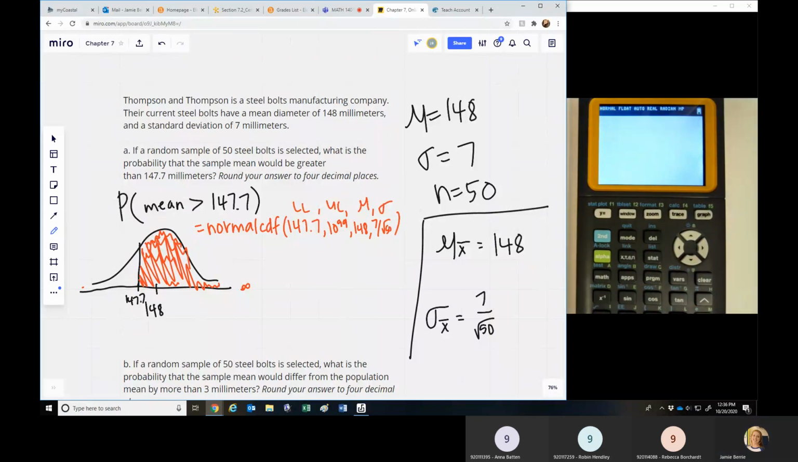Clear that out. Go to second vars. I'm so tired today. I don't know why.